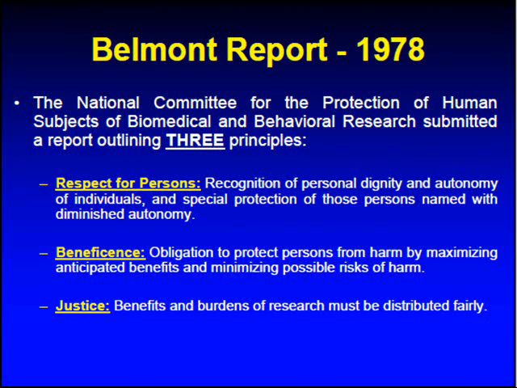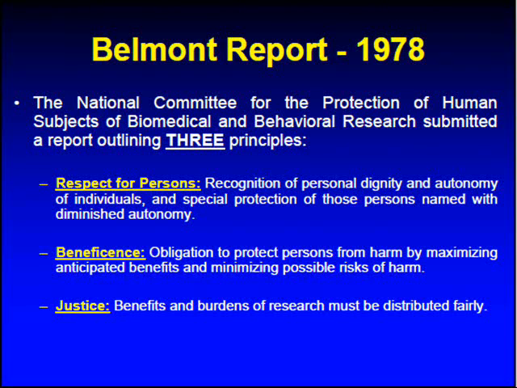The first one, respect for persons, is pretty much based on the recognition of personal dignity and autonomy of individuals and special protection for those persons with diminished autonomy. What is that? Well, these are, for example, high-risk or at-risk populations, such as children, diseased individuals, as well as prisoners, pregnant women, and so forth. So many of these things have to be outlined and identified so that you address the need to respect these individuals.